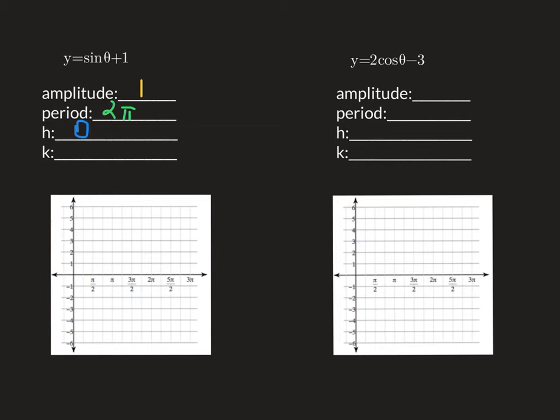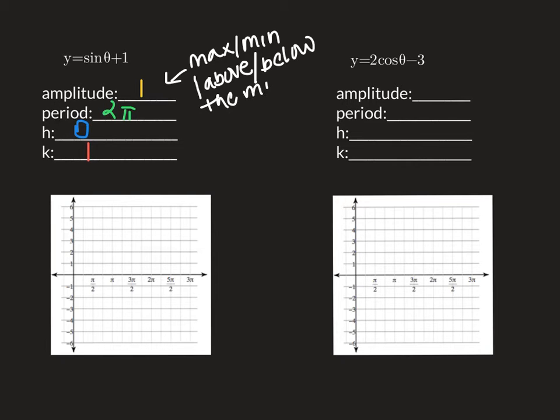So my k value is 1. Okay, I'm actually going to do k in red, the midline in red. It will help you see it just a little bit. Okay, so let's look at what that looks like. What we know from the trig functions is that if my amplitude is 1, it means that my max and my min are 1 above or 1 below the midline. So the key is we need to know where the midline is, okay?